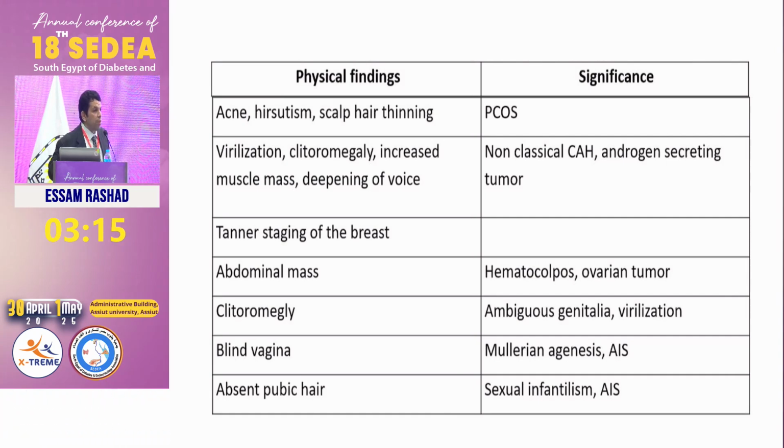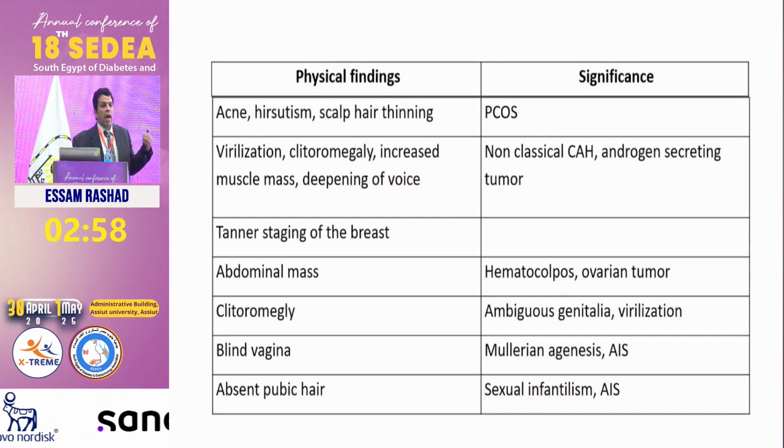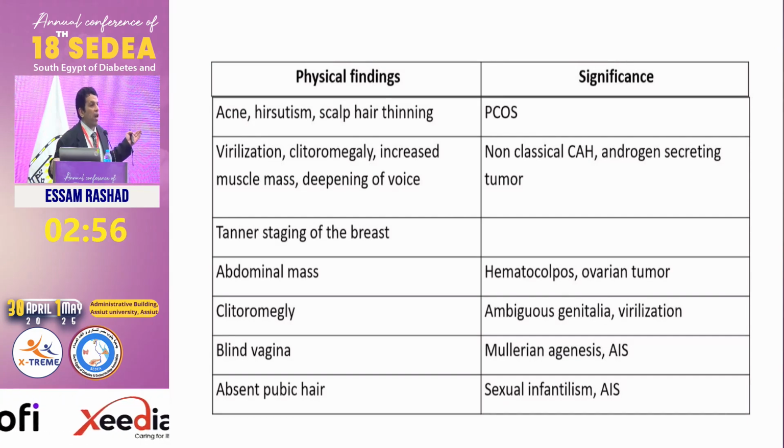Then you move to the breast. The breast, you have to do the Tanner classification. And this is to indicate if she has endogenous estrogen or not. If the woman has a breast that is less than the stage for her age, this probably means she does not have endogenous estrogen. And you can know this even before asking for the bioassay, or asking for the lab assessment.